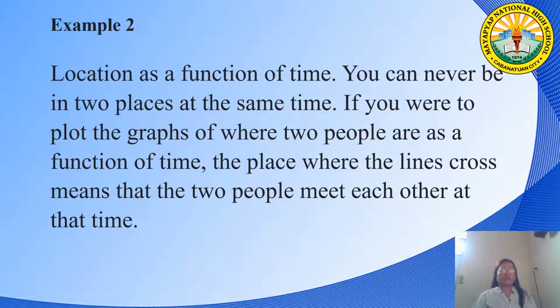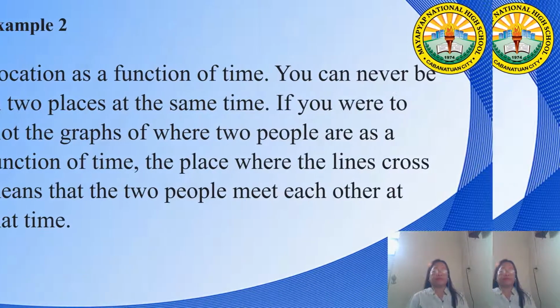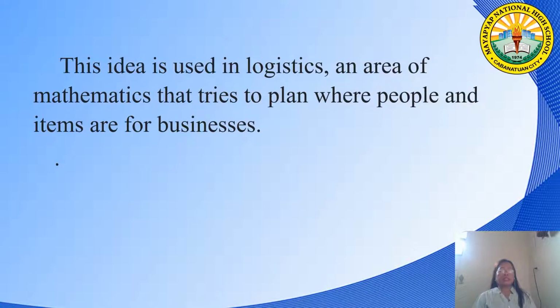Location as a function of time. You can never be in two places at the same time. If you were to plot the graph of where two people are as a function of time, the place where the lines cross means that the two people meet each other at that time. This idea is used in logistics, an area of mathematics that tries to plan where people and items are for businesses.